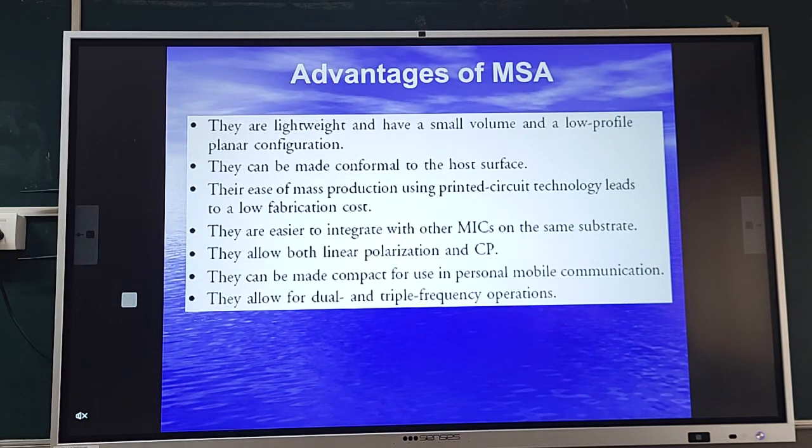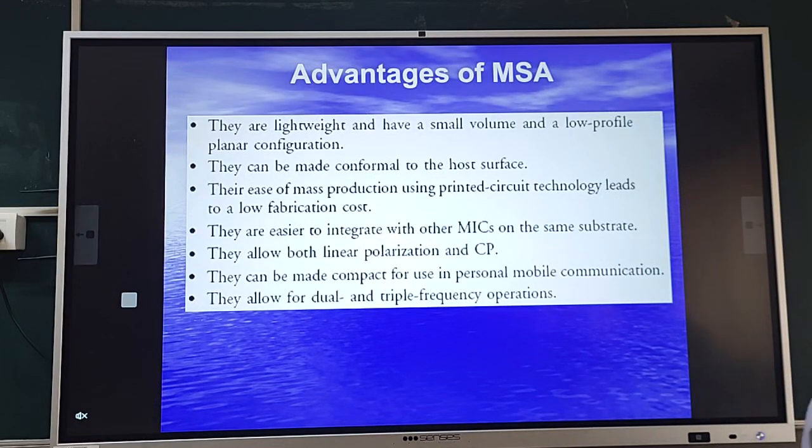It is a planar design, unlike the horns, unlike the dish, unlike the other antenna variations. Very importantly, they can be made conformal to the hosting surface. As they are planar, just imagine if I put that antenna onto the top of an aircraft fuselage, it is not going to disturb the aerodynamics of the aircraft. This antenna I can integrate with your MIC. So now that is the difference which you see.